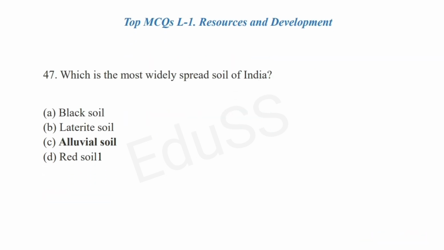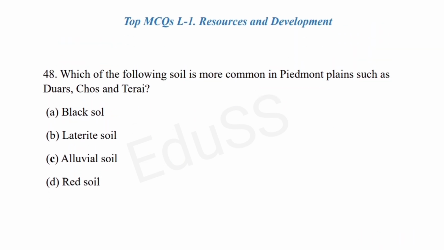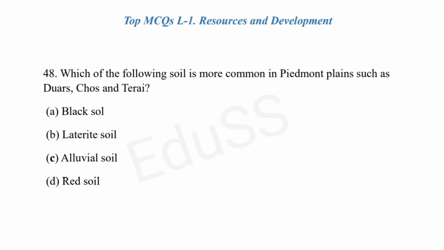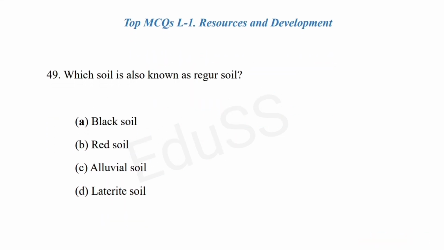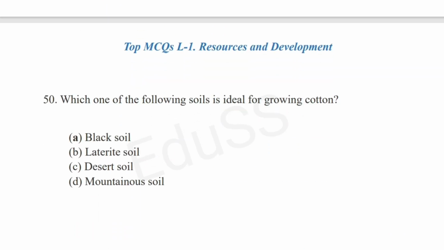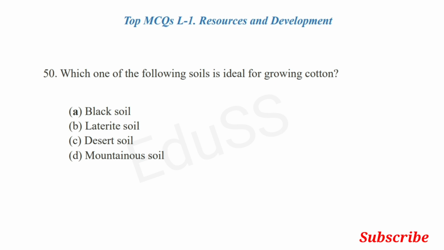Next, which is the most widely spread soil of India? It is alluvial soil. Next, which of the following soils is more common in the Piedmont plains such as Dwars, Chos and Tarai? The correct option is alluvial soil. Next. Which soil is known as regar soil? It is black soil. Which one of the following soils is ideal for growing cotton? It is black soil.